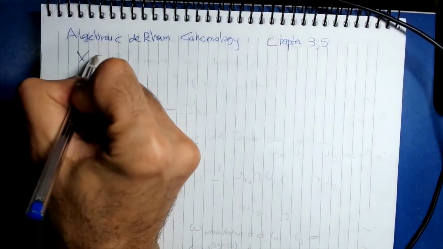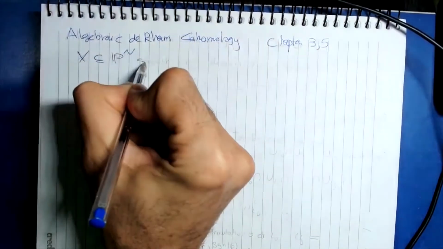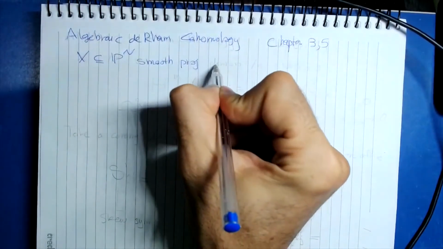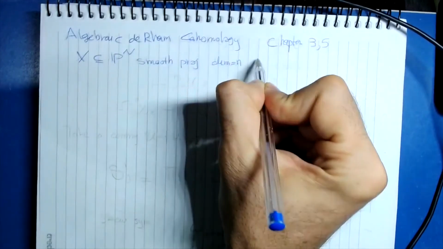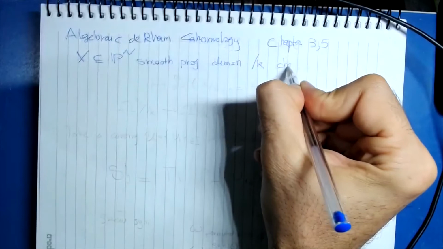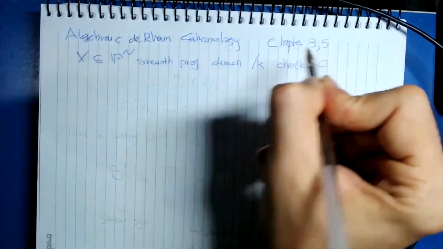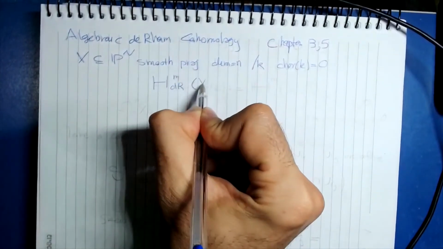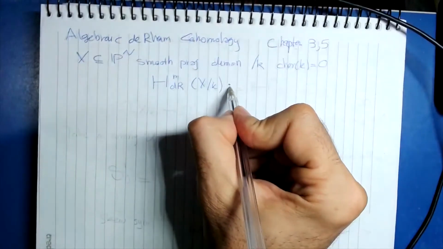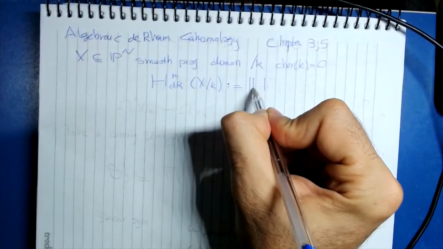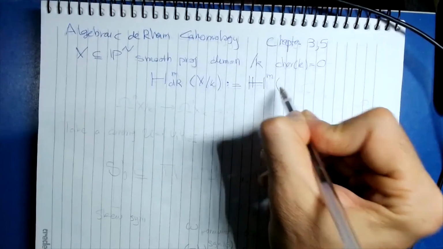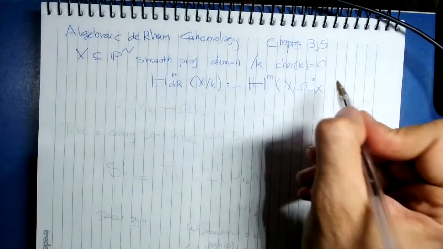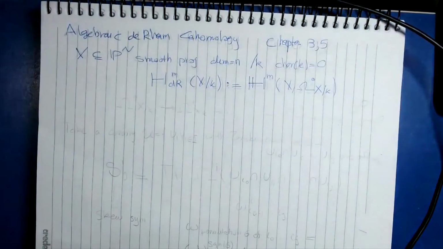So we start with a projective variety. We assume that it is smooth. It's a projective variety of dimension equal to n over a field K, with characteristic of K equal to 0. What we want to define is this notation, H^k de Rham of X, which we call algebraic de Rham cohomology. For this one defines something called hypercohomology, that I will explain in our example. And it is the hypercohomology of the complex of differential forms, algebraic differential forms over X.